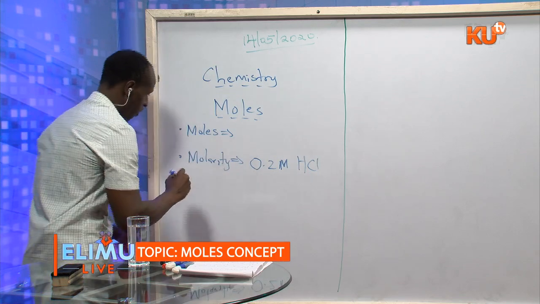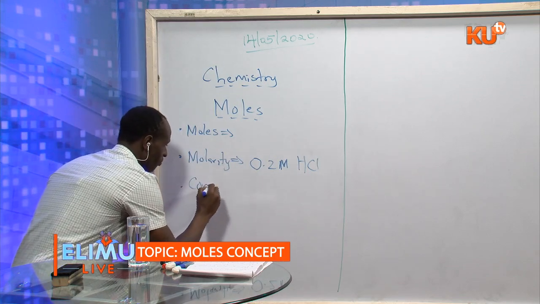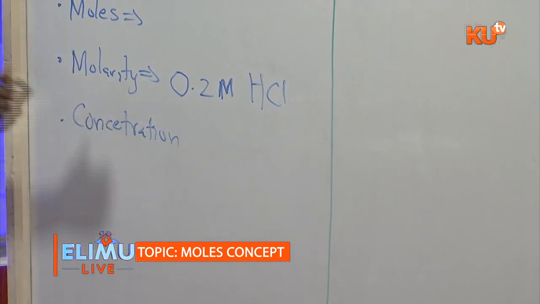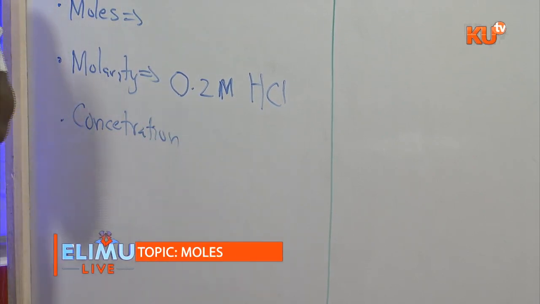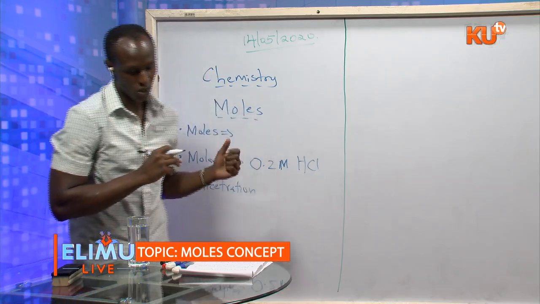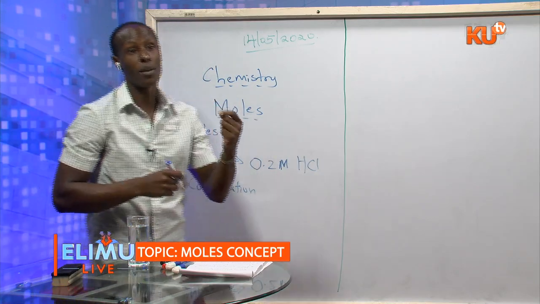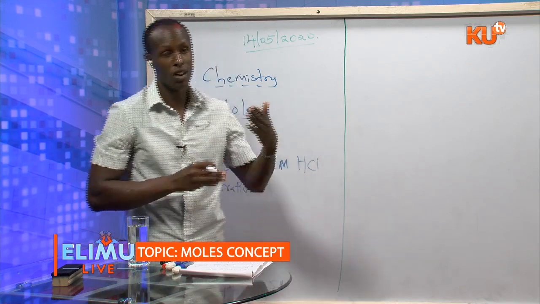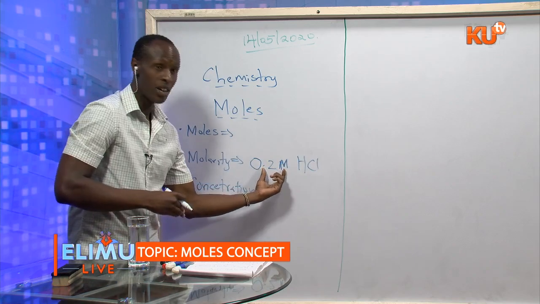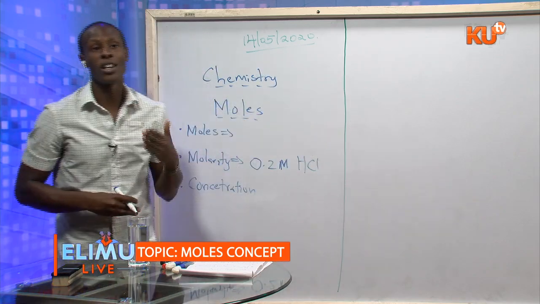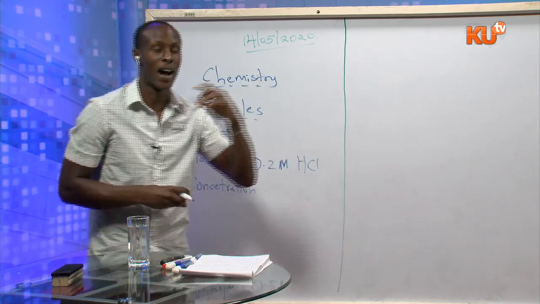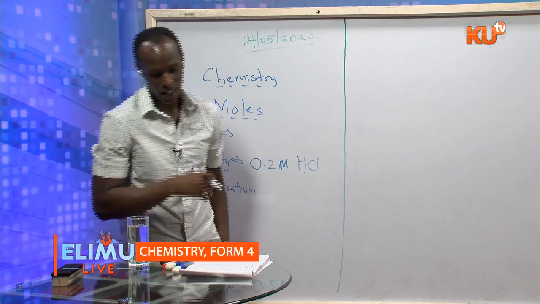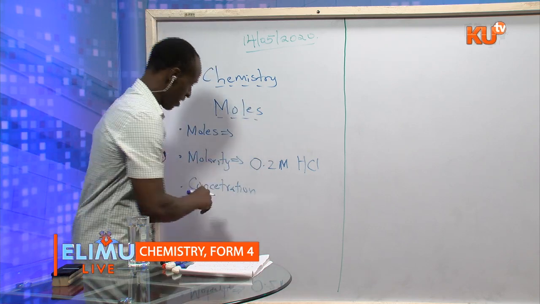The other term we define is concentration. Concentration and molarity are almost similar. The difference is concentration is the number of grams, the mass in grams per liter of a solution. So the difference is molarity is moles per liter, while concentration is grams per liter.